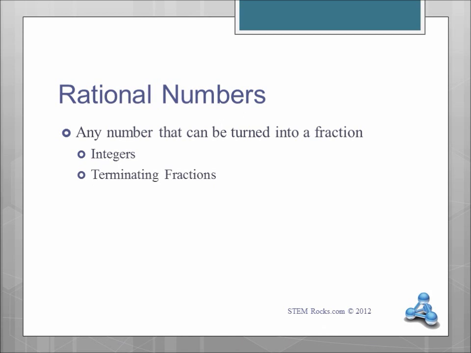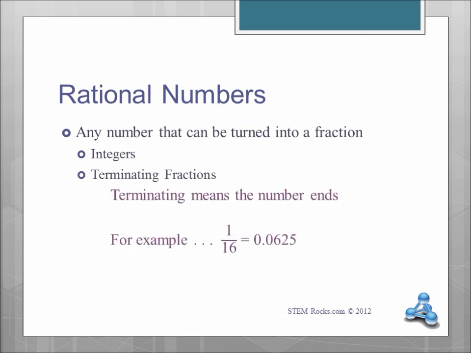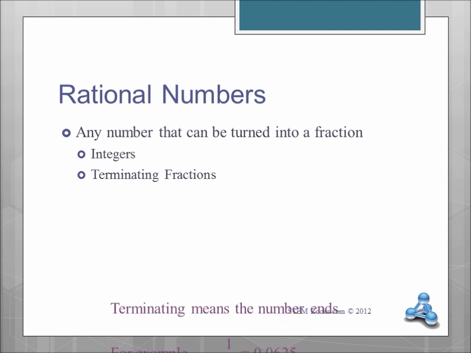Rational numbers include terminating fractions. These are fractions that end. For example, 1 over 16 equals 0.0625. A very common terminating fraction that many of us are familiar with is 1 over 2, 1 half. It equals 0.5.